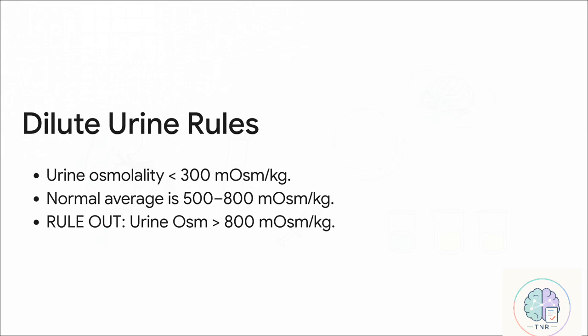But here is your first golden rule out. If you're seeing a urine osmolality greater than 800 milliosmoles per kilogram, you can completely rule out both DI and polydipsia. The kidneys are concentrating urine just fine, so your suspect is definitely hiding elsewhere.